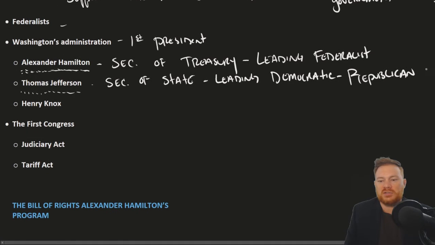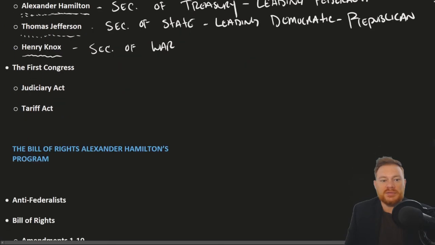So Thomas Jefferson becomes really, in many ways, the leading Democratic Republican, and Hamilton and Jefferson really best represent these two competing visions for what the nation ought to be. Also in Washington's administration, we're going to go ahead and add Henry Knox. He's the Secretary of War. All right, just maybe good to note these individuals here.